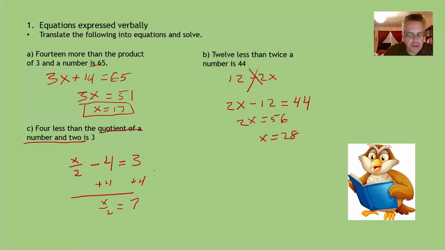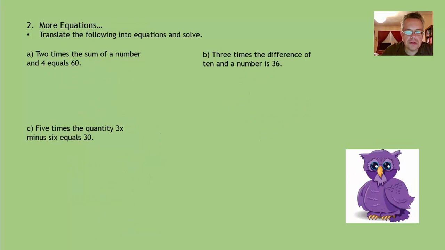And don't forget how to solve these. We have a number divided by 2 equals 7. So we're going to multiply both sides by 2. And we get x equals 14. Again, the translation from the verbal expression to the equation or inequality is the new part. All right, second round. Here's some more equations. The equations on this slide involve parentheses.